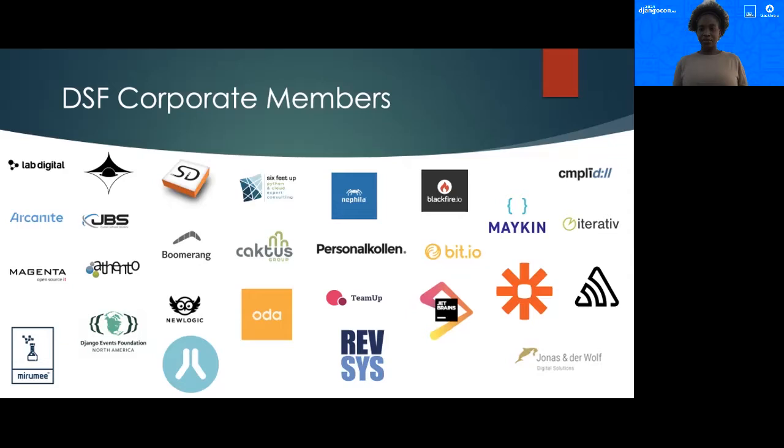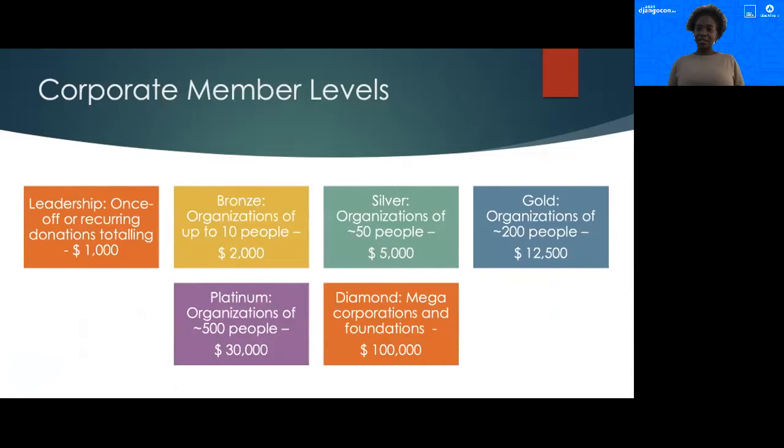These are the logos of the DSF corporate members at the time of preparing my slides. Some corporate members may be missing, as we recently approved a couple more in the previous two board meetings, and their logos may not be on the Django project website yet. Are you an agency or a company that heavily relies on Django? Consider becoming our corporate member. We have different sponsorship levels which you can consider joining at. The list is leadership at 1,000, bronze at 2,000, silver at 5,000, gold at 12,500, platinum at 30,000, and diamond at 100,000. All amounts are in US dollars.